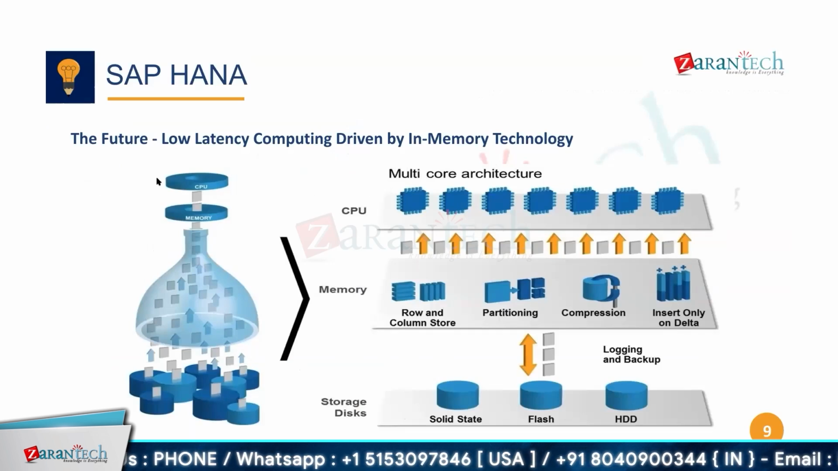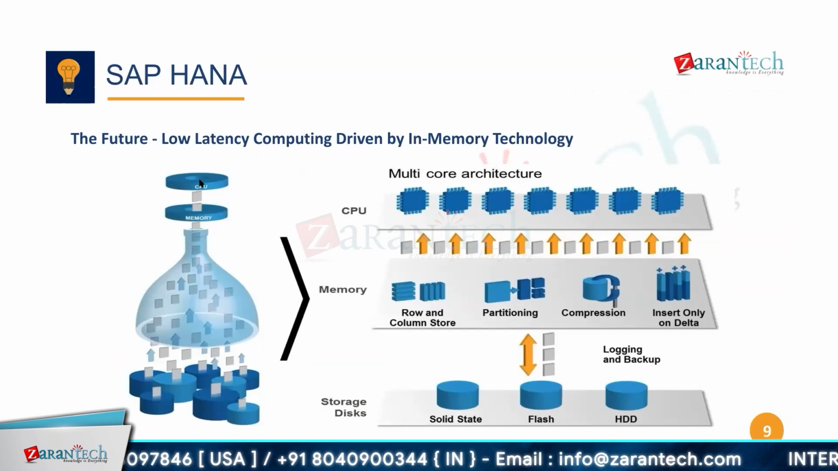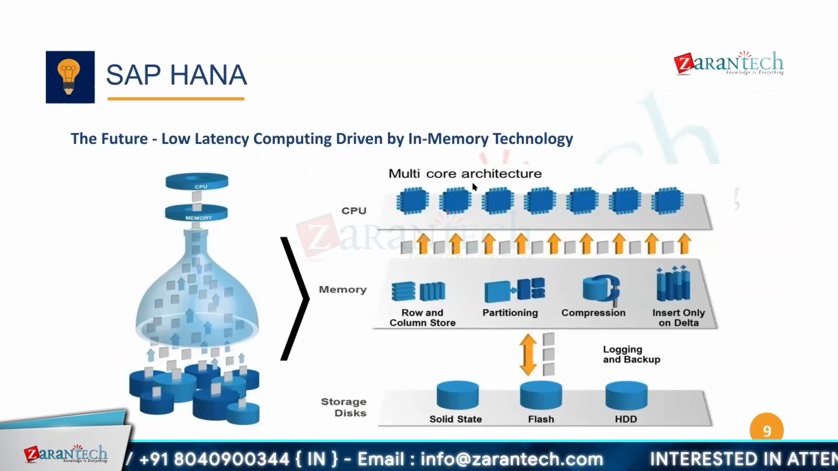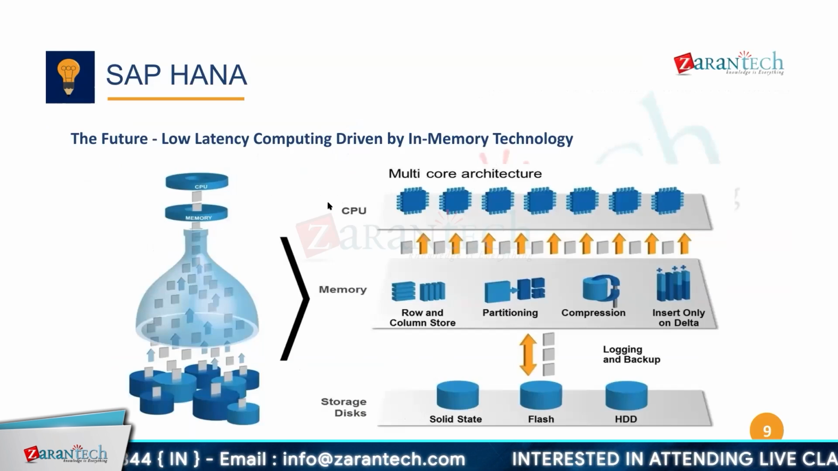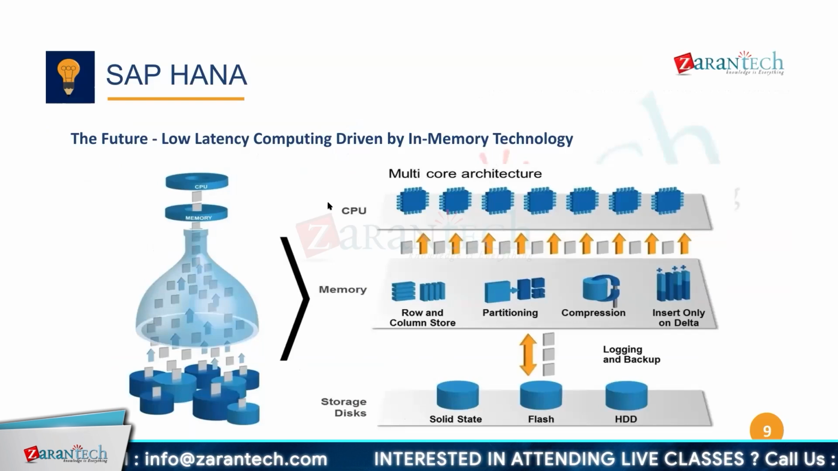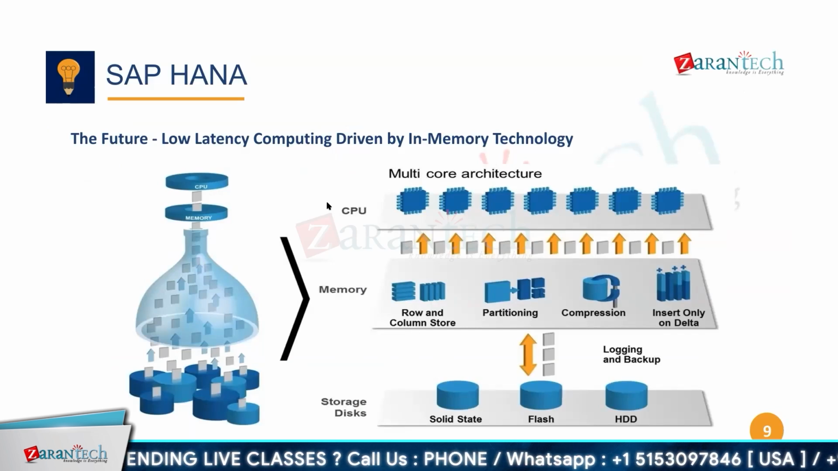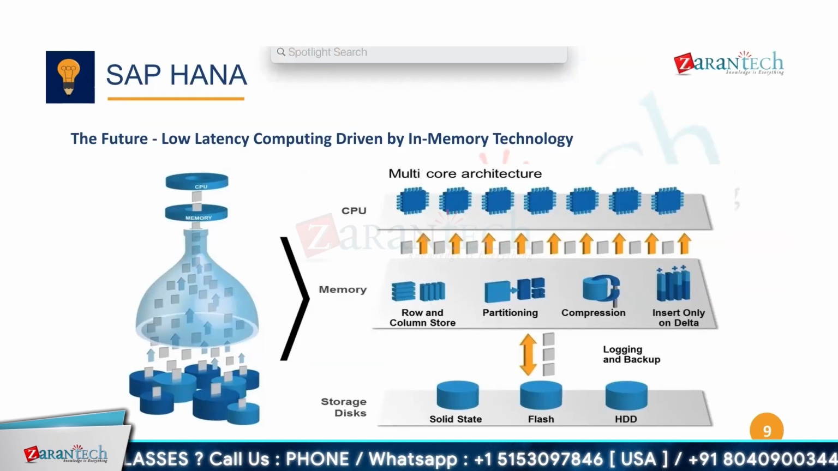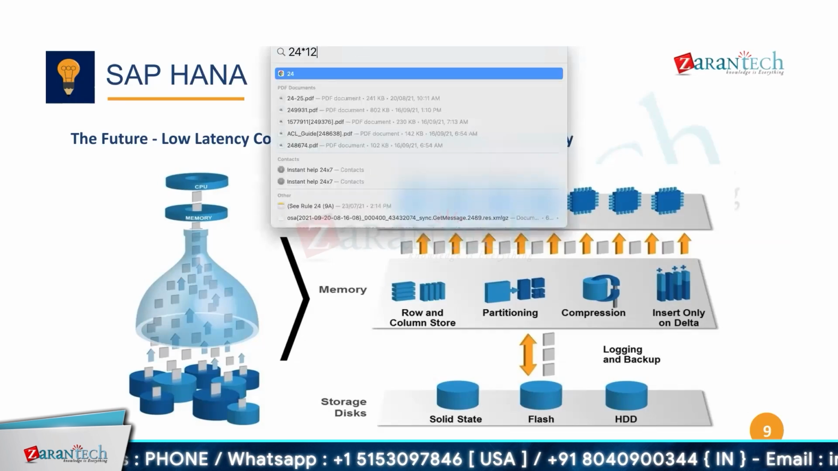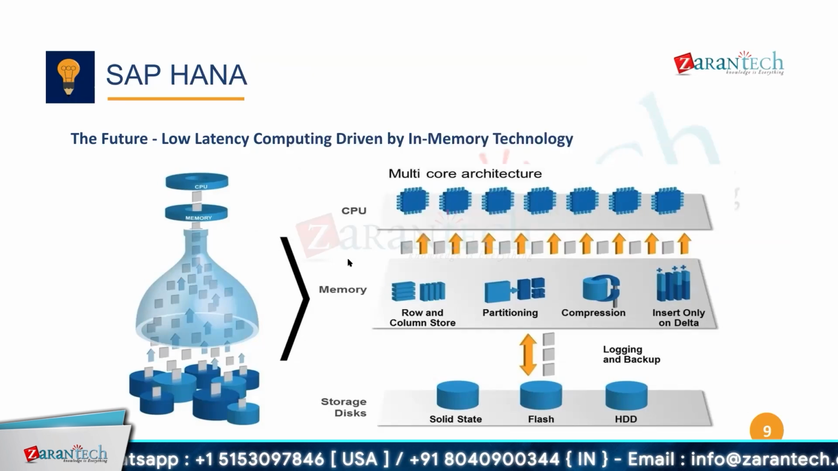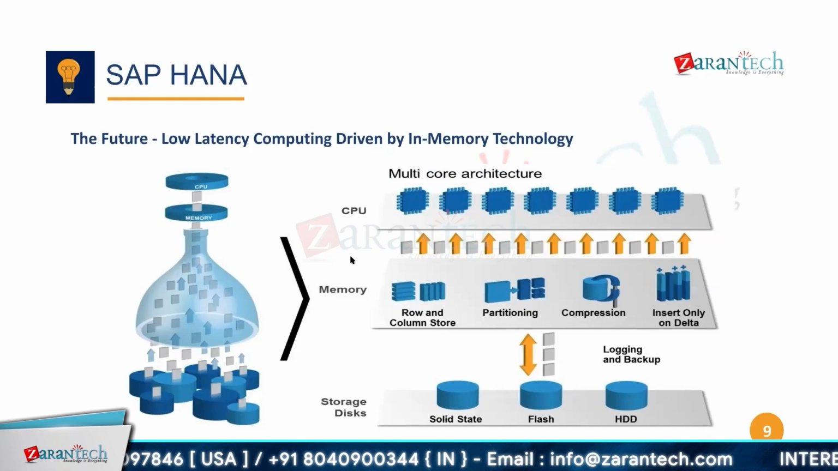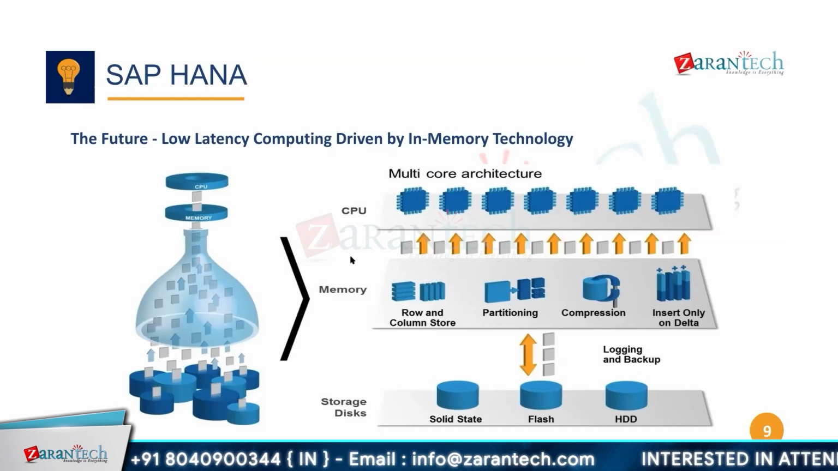Earlier they had small CPUs. Now the multi-core architecture has come. As I told you, we have seen 24 CPUs in our server, and each one has 12 cores, which means 24 into 12. How many is that? 288 processes can run at the operating system level, which is massive parallel processing, guys.